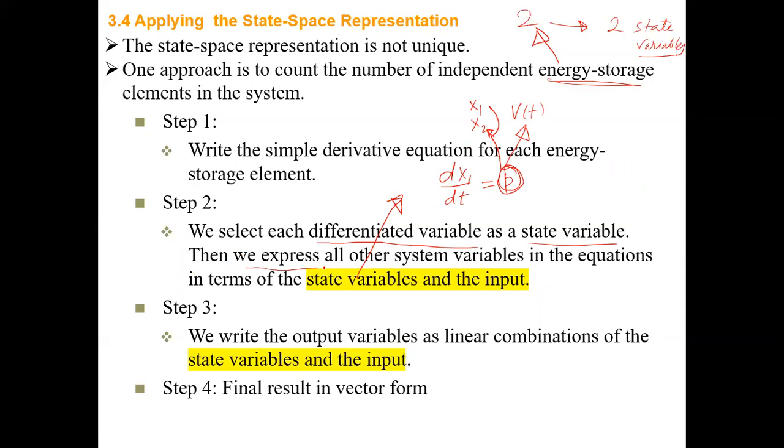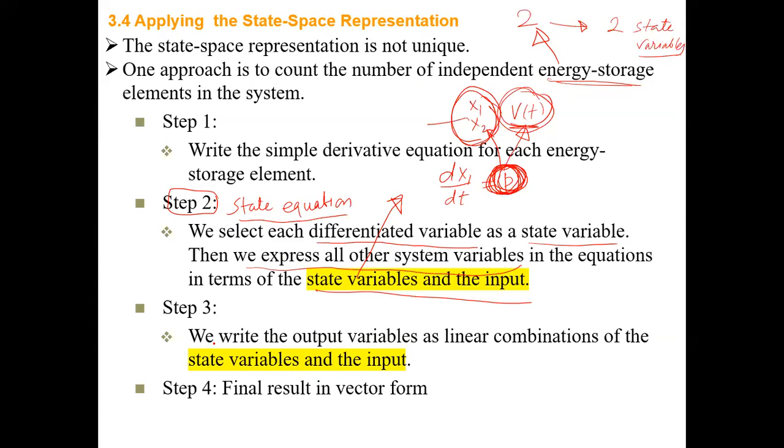So then we express all other system variables, in this case p, could be q, right? Could be p and q, in the equations in terms of state variables and input. You have to express this in terms of these 2. So these 2 are state variables. This is the input. This gives you the state equation. This is step 2, which gives you the state equation.